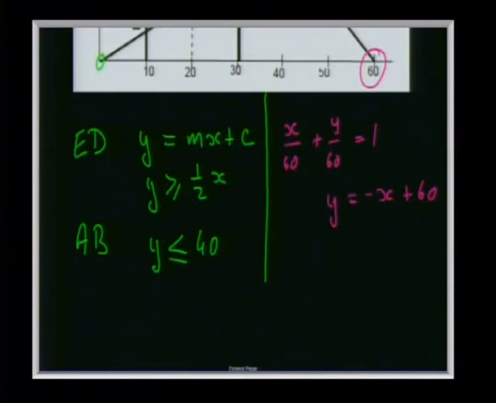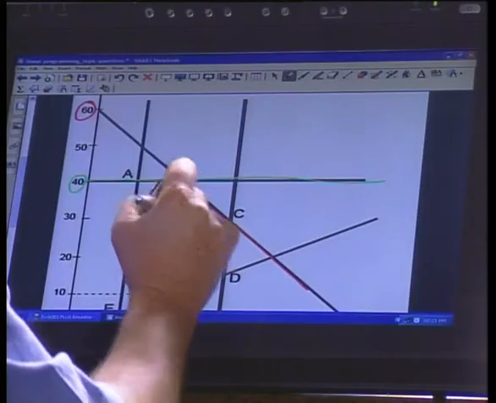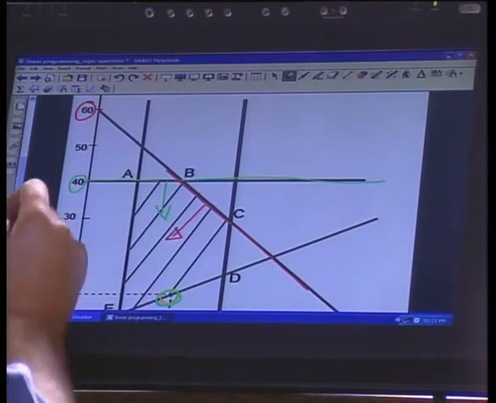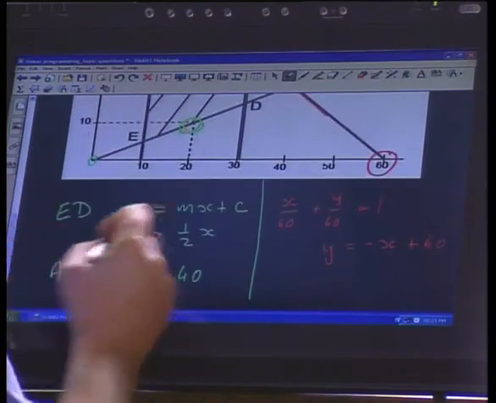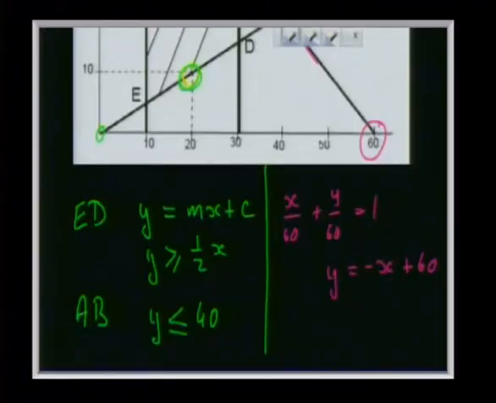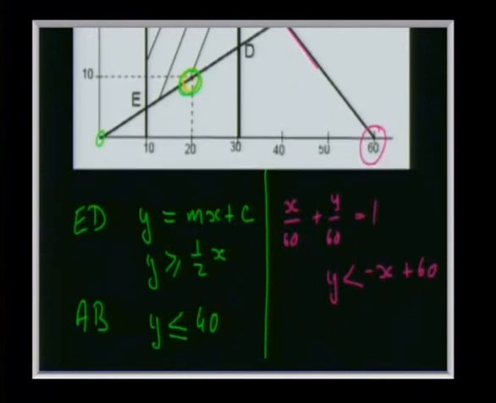All right, let's just have a look where the feasible region lay. The feasible region was lying underneath the line. It was smaller than the line. So we don't want y equal to, we want y smaller than minus x plus 60. Shame, poor y. That was the line BC.